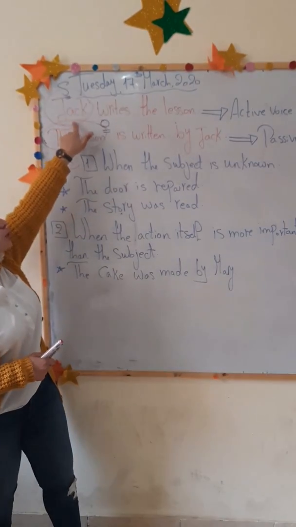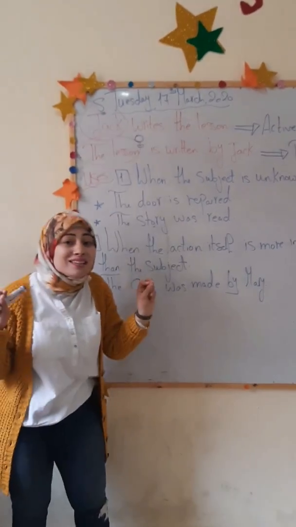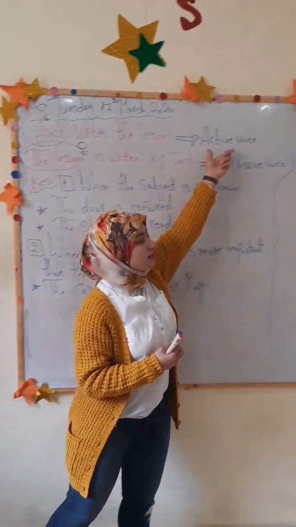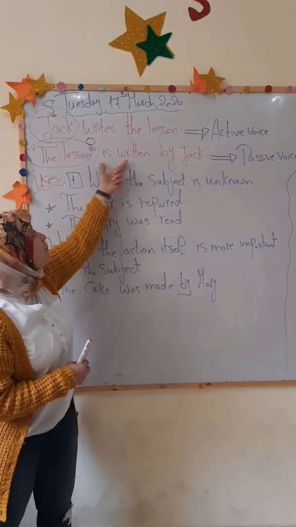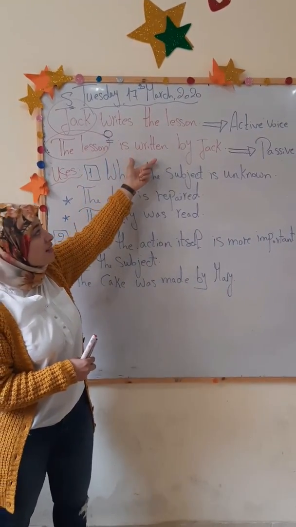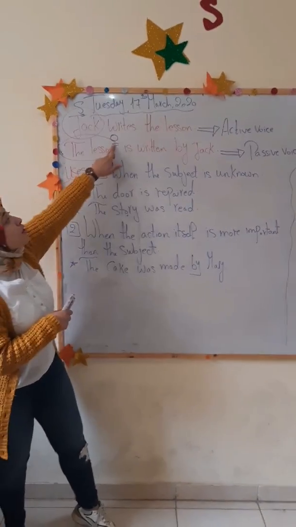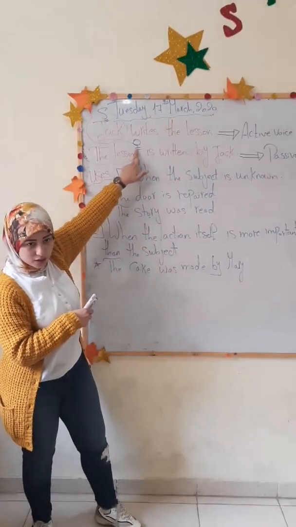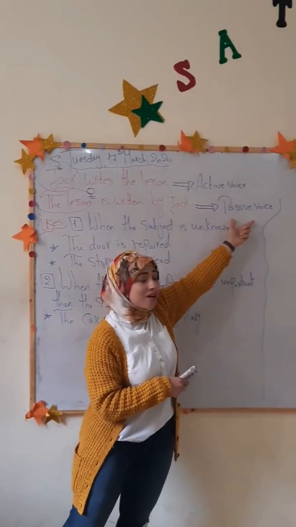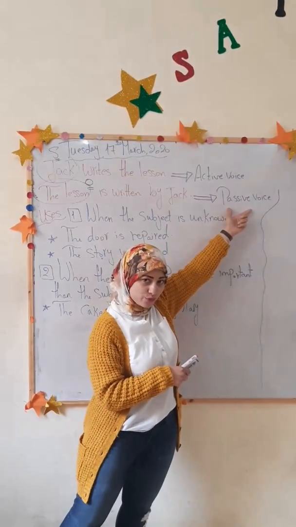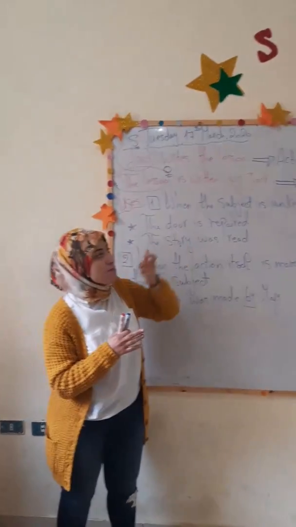Clear? So if you start your sentence with the subject of the sentence, it means that this sentence is written in active voice. Okay? So if I give you another example, the lesson is written by Jack. I started my sentence here with the object of the sentence. Clear? So if you start with the object of the sentence, it means that this sentence is written in the passive voice. Okay?